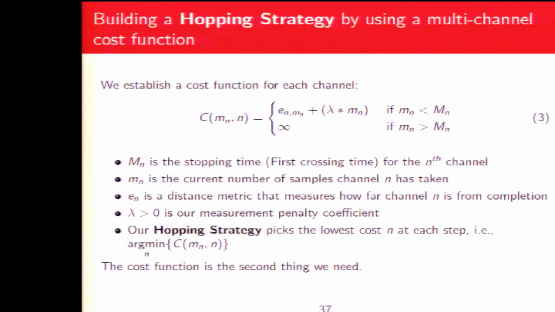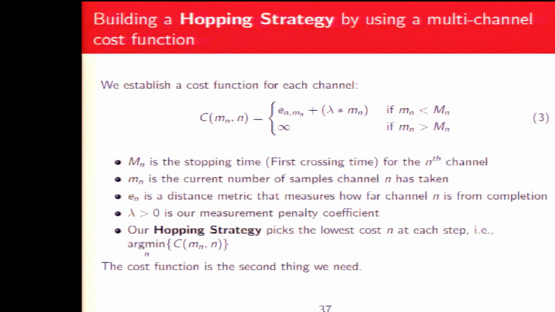Okay, so now that I've got the first part, now I need the second part. I need some sort of a strategy for distributing measurements among channels. So what I'm basically going to do is run one of these 2 tests for every channel. But I'm going to choose which channel I give measurements to based on how those 2 tests evolve. The rule for choosing comes from this cost function.